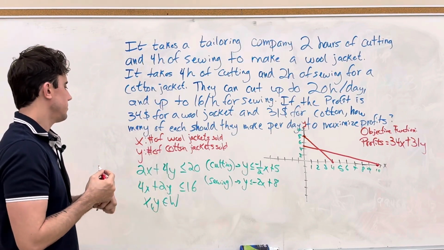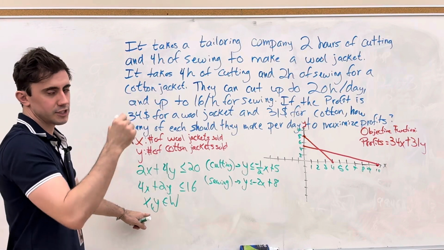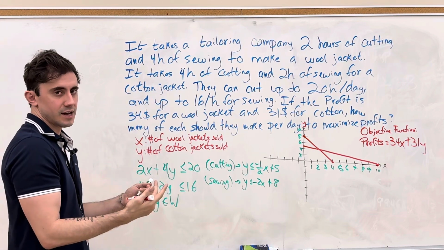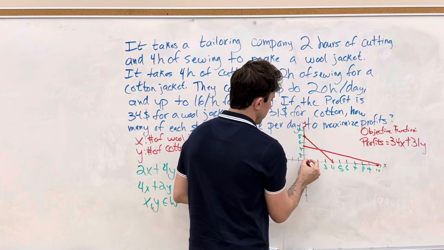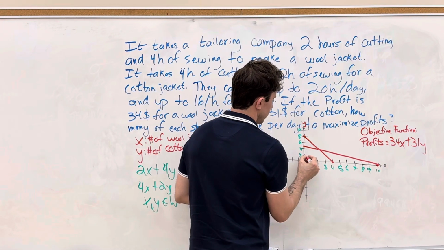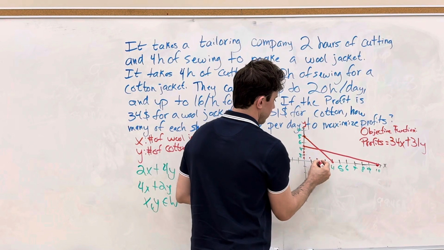And now x and y are both restricted to whole numbers. So we're not going to shade in the region, right, because we can't have any decimal solutions. And so we should dot all the solutions. So we should have dot here, here, here, here, here, so on and so forth, right?